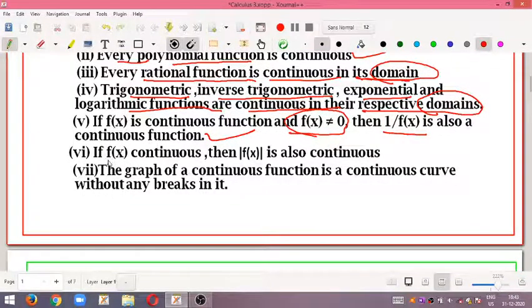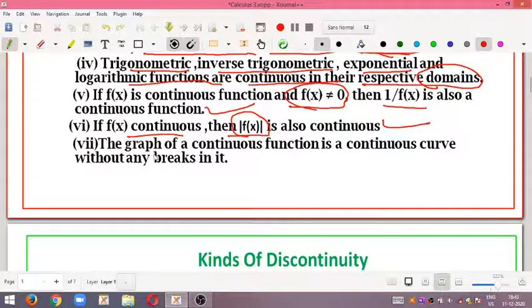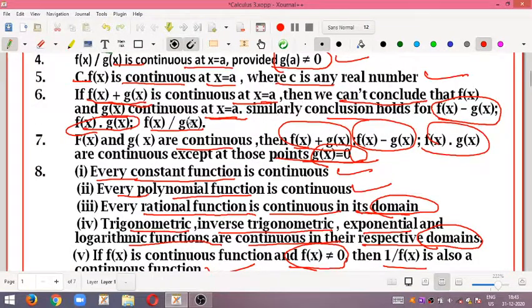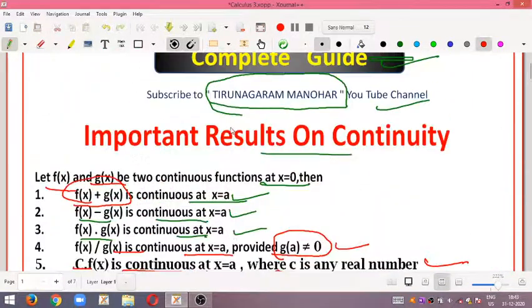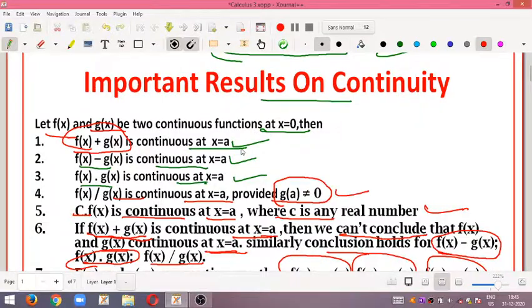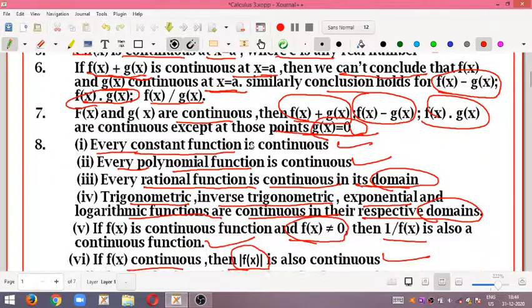Next point: if f of x is continuous, then modulus of f of x is also continuous. The modulus function is also continuous. Next, the graph of a continuous function is a continuous curve without any break. This was all discussed in previous videos. For recapitulation, I kept all the key points here.